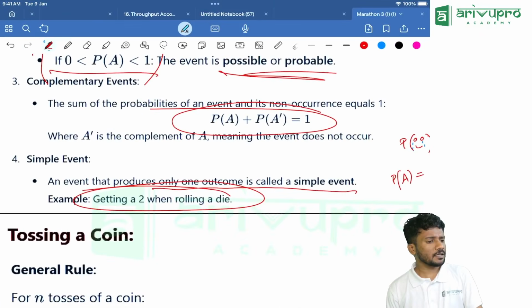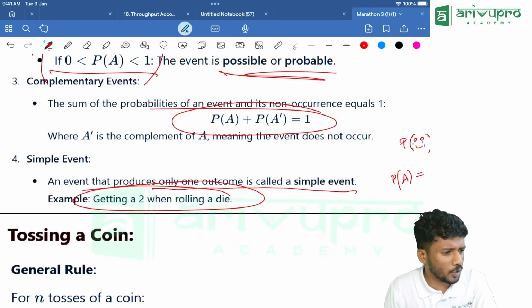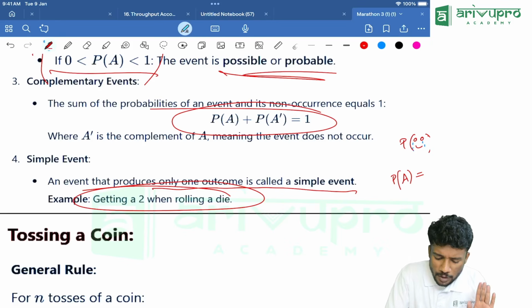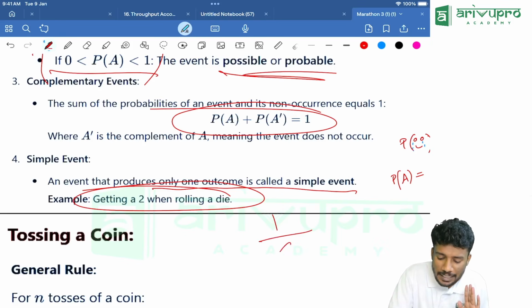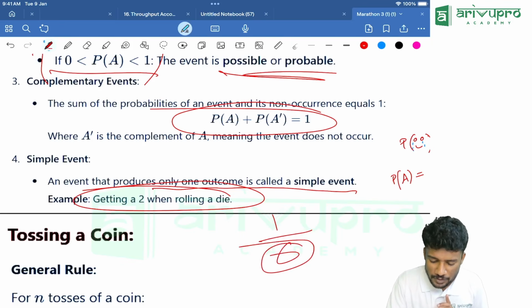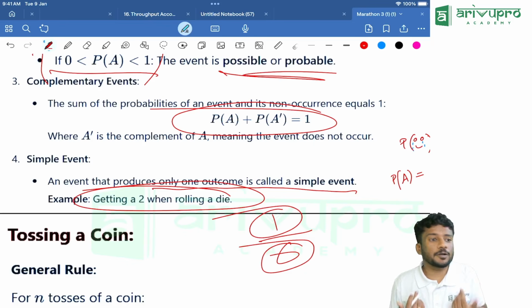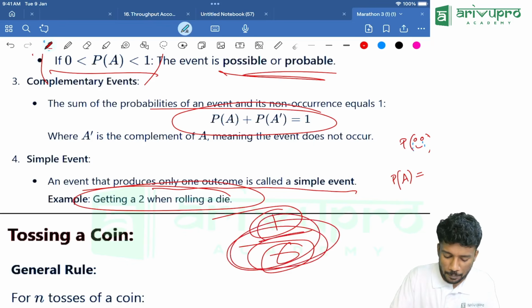Yes. What is a die? Yeah, it has 6 sides and values are 1 to 6. Yes, 1, 2, 3, 4, 5, 6. Now, what is the probability of having 2? That is 1 by 6. Total number of outcomes is 6. Favorable outcome is how much? 1. That is 1 by 6.